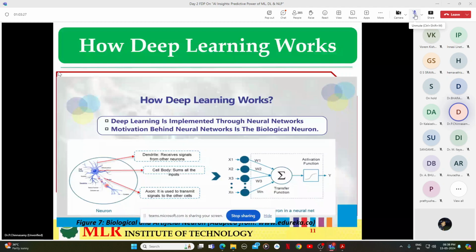Sorry, excuse me. Yeah. So based on our inputs x1 to xn, we will have layers of our deep learning, and then it extracts features automatically. A deep learning model has two different functionalities: one is the transfer function, and another one is the activation function, right?